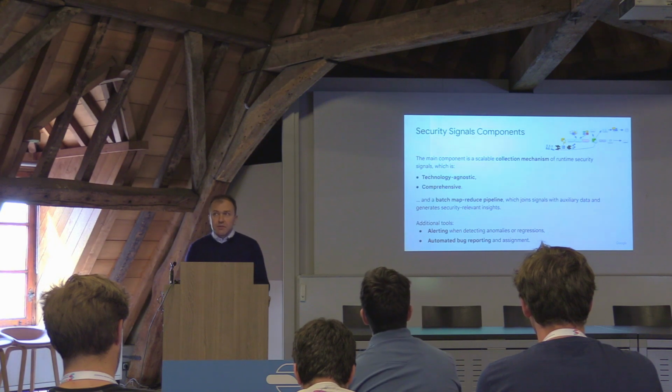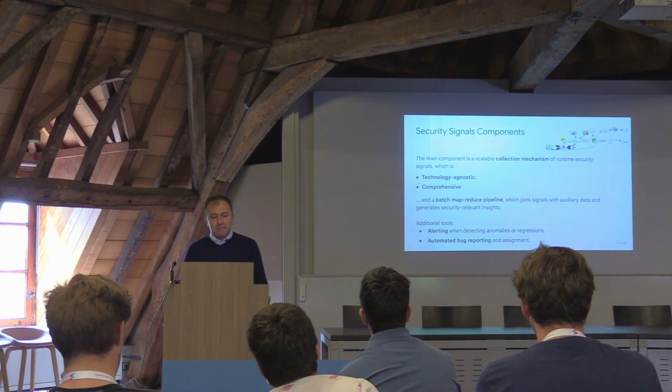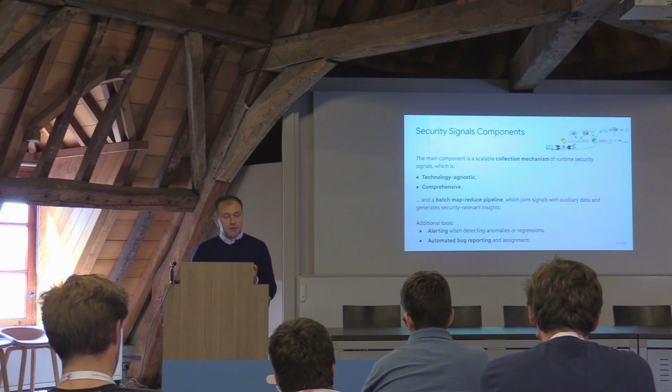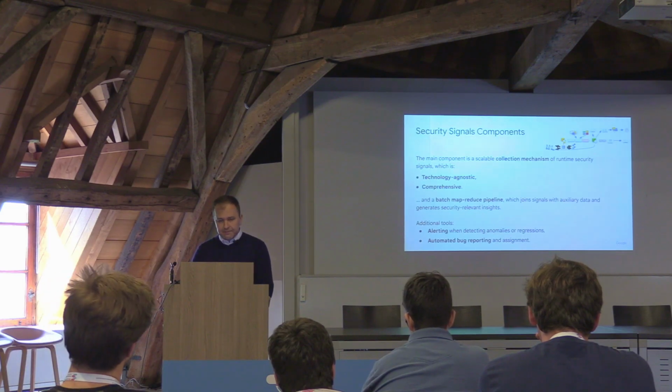But then in order to make sure that these signals are useful for us, we need a pipeline. This is the next big component of security signals. It's a batch pipeline, built as a MapReduce pipeline implemented using Flume Java, that processes lots of data. We'll talk about it in a second. And the results of that pipeline are of course persisted for a short period of time. And then they can be used for alerting, monitoring, automated bug reporting, bug management, and so on.